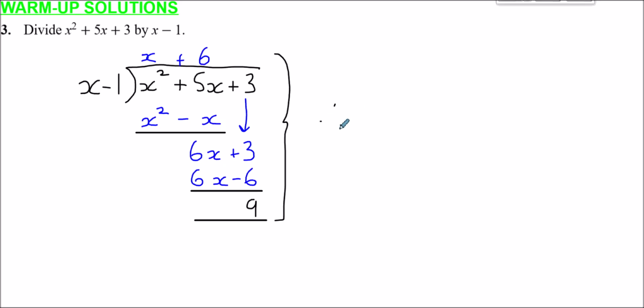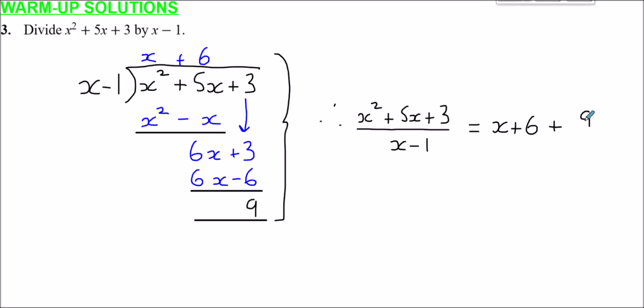we can say that therefore x squared plus 5x plus 3 divided by x minus 1 gives us the quotient x plus 6 plus a remainder of 9, which is written as 9 over the same divisor, x minus 1. So that's all we need to do for question 3.